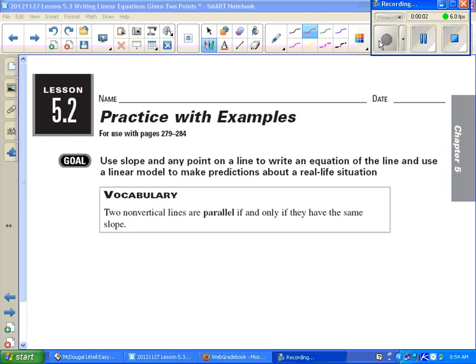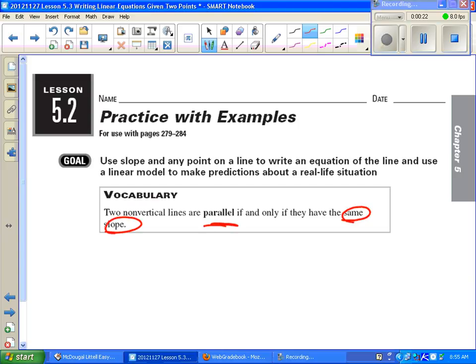Okay, this was last night's homework. Again, our goal was to use slope and any point in order to write an equation in slope-intercept form. You had one vocabulary word dealing with parallel lines. The most important part you had to know about parallel lines is they had the same slope, so their m values would be the same.